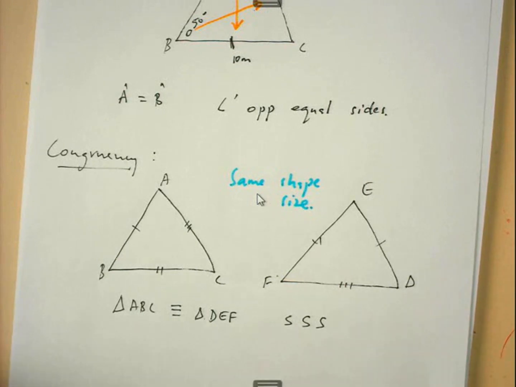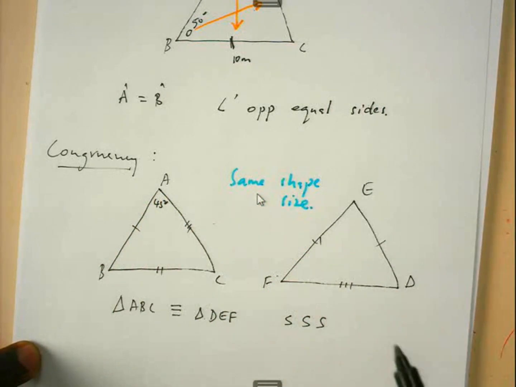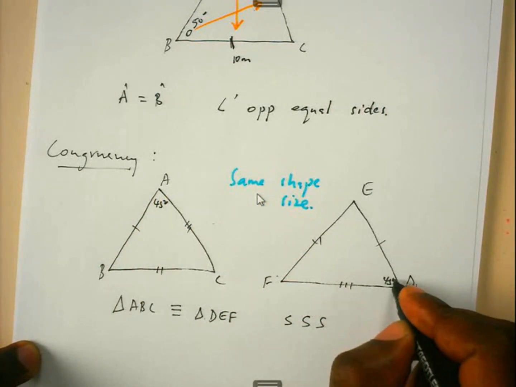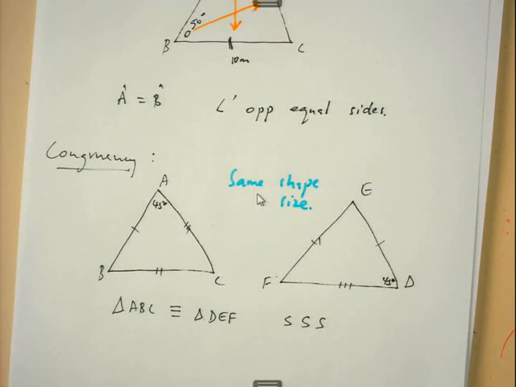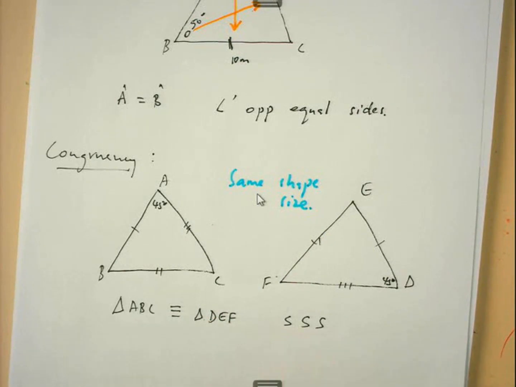What does it mean? It means that if this angle is 45 degrees, the other angle will also be, everything is the same. We only proved three things about the size, but that means even the angles, everything of the two triangles will be the same shape and same size. We only proved three sides to be the same. Therefore, we can conclude that everything on this triangle must be the same, because we have proved that the three sides are equal.